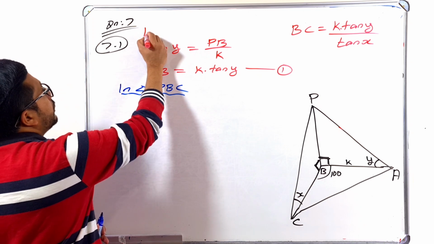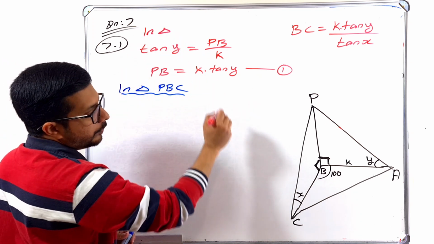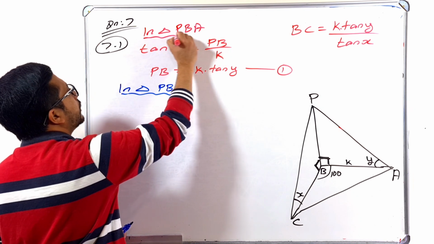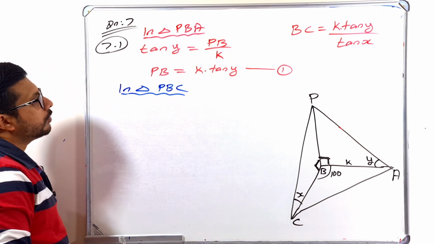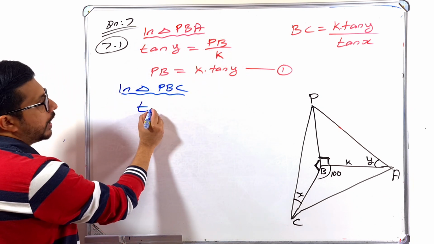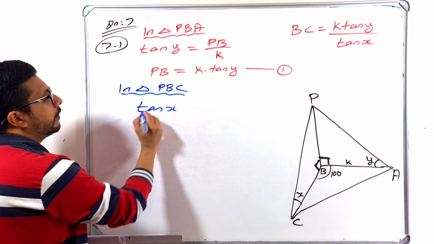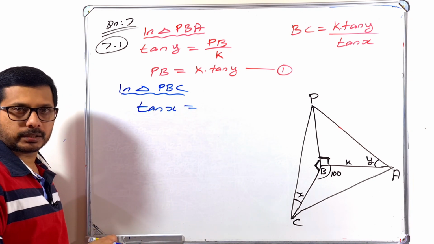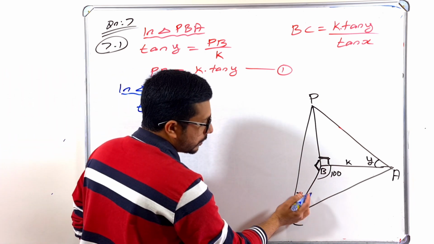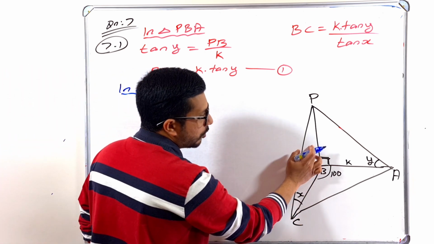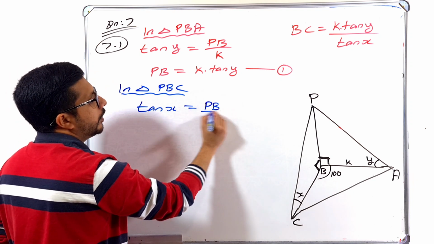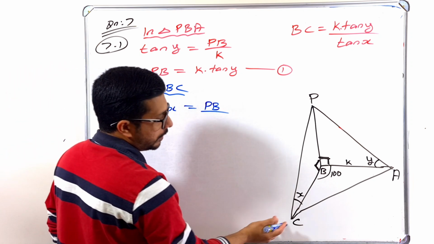This is in triangle PBA. PBA. Okay. So now in triangle PBC, what is tan X? Definition is the same. Tan means opposite side by adjacent side. Okay. Here based on this angle X, what is the opposite side? PB. So it is PB divided by, what is the adjacent side?